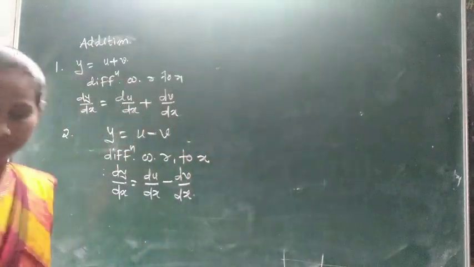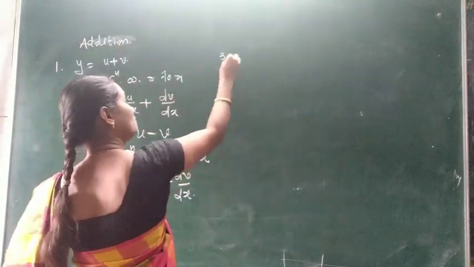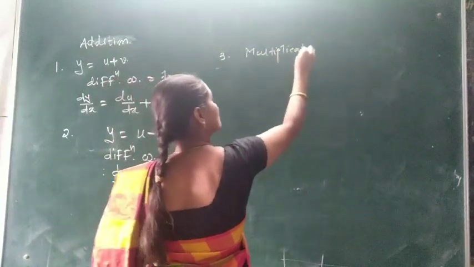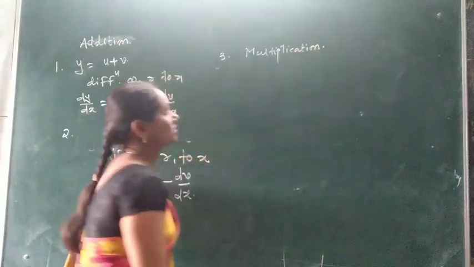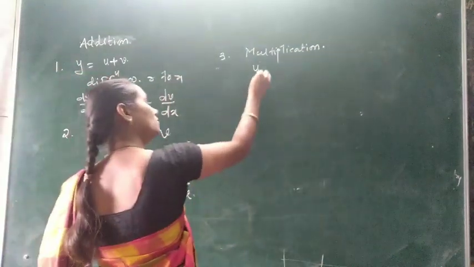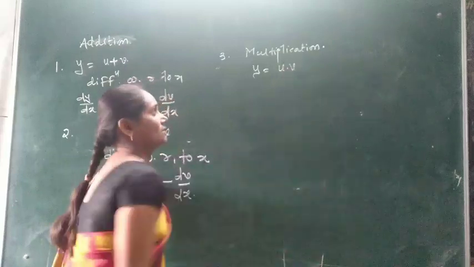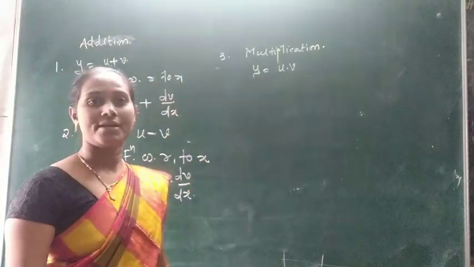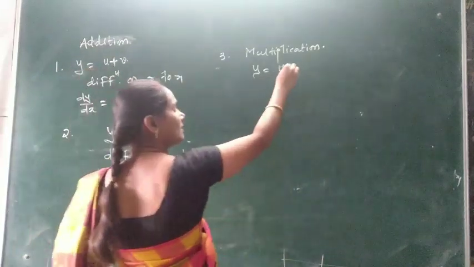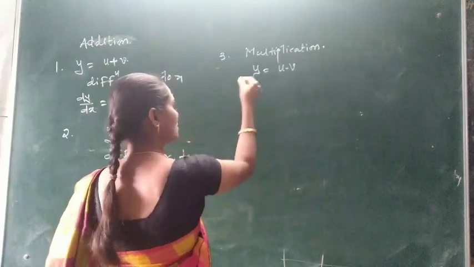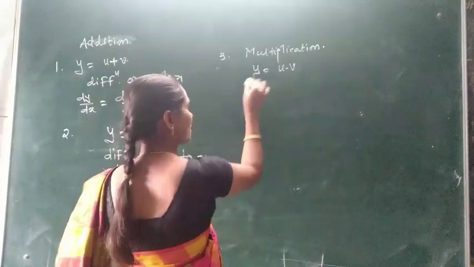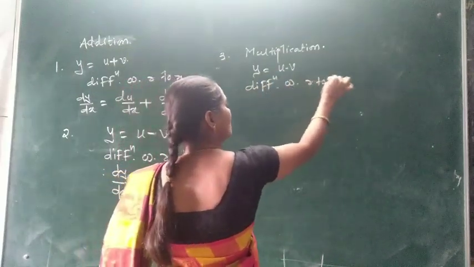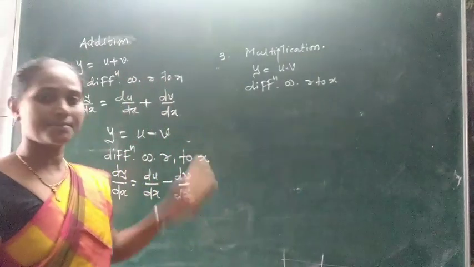Third, multiplication: y is equal to u into v. Let y, u and v be differentiable functions of x, and between u and v there is multiplication. So how do we differentiate if there is a product? Again we differentiate with respect to x, which is also called the product rule.